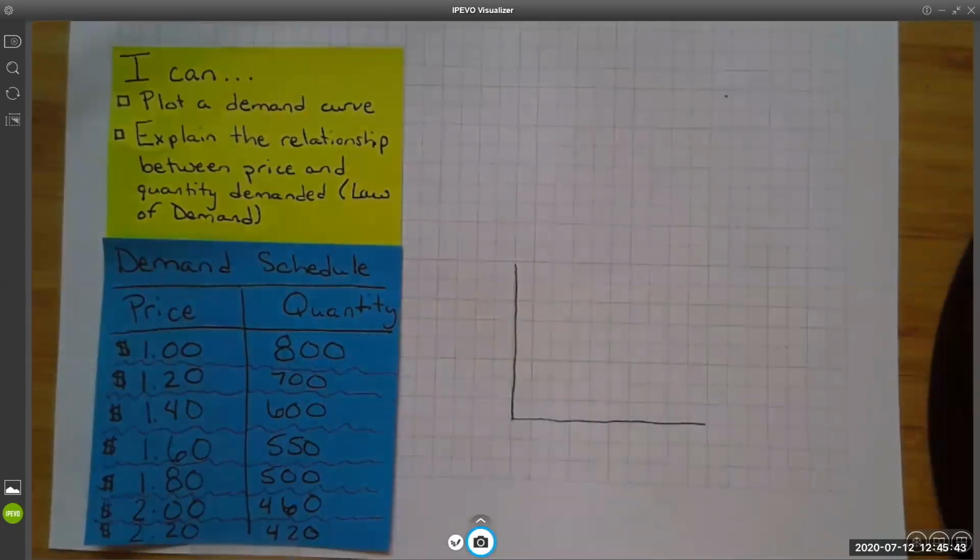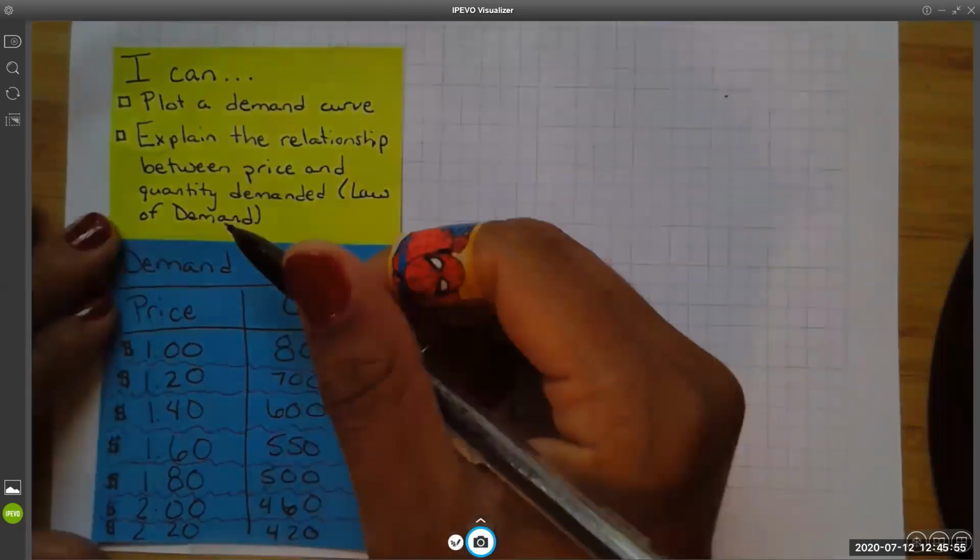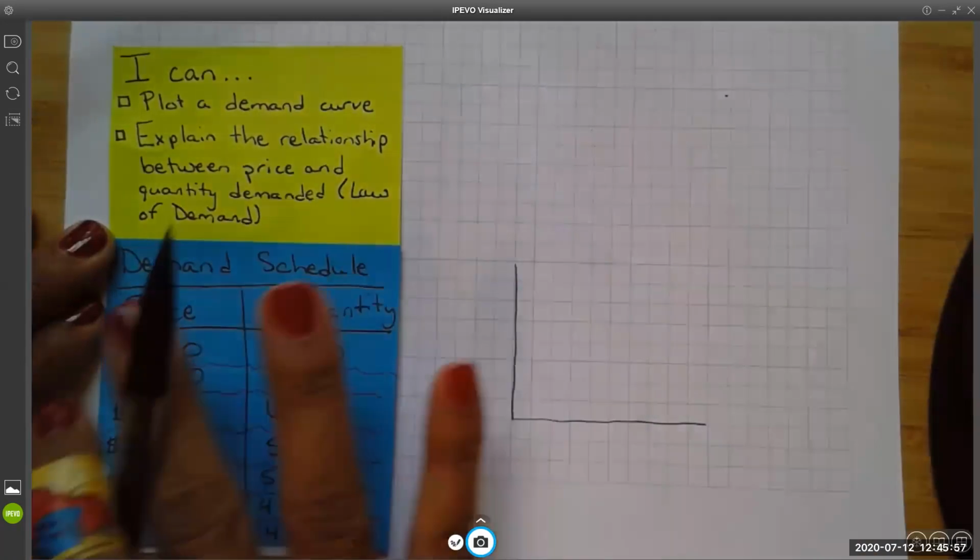Okay, so I want you to be able to say by the end of this that you can plot the demand curve and that you can explain the relationship between price and quantity demanded. That's the law of demand. This is going to be one of the foundations to this class. So you need to understand the relationship between price and quantity.